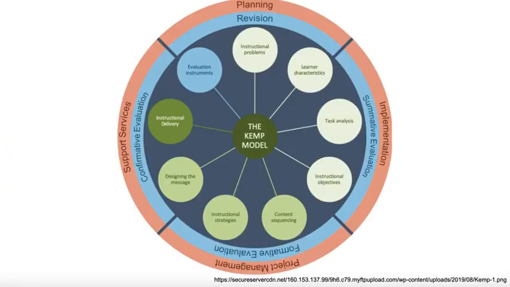The Morrison, Ross, and Kemp model, or better known as the Kemp model, was first introduced in 1994. Morrison, Ross, and Kemp identify 4 fundamental components the model is built upon: the learner, objectives, methods, and evaluation. The model is circular in design to reflect the developer's belief that the process should be continuous and involve constant planning, design, development, and assessment.